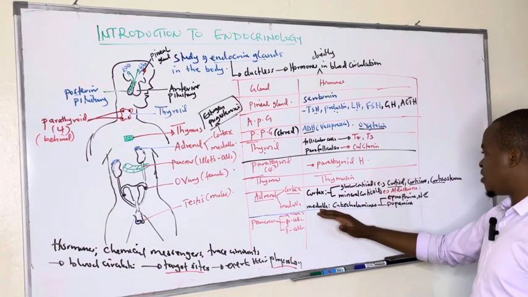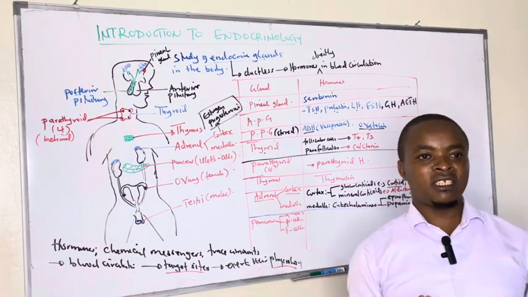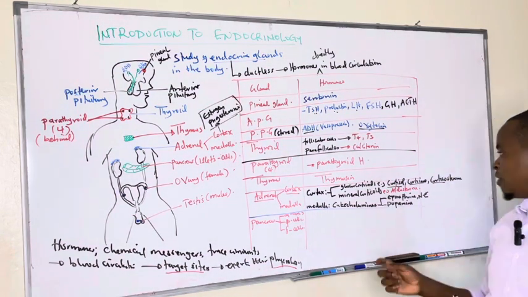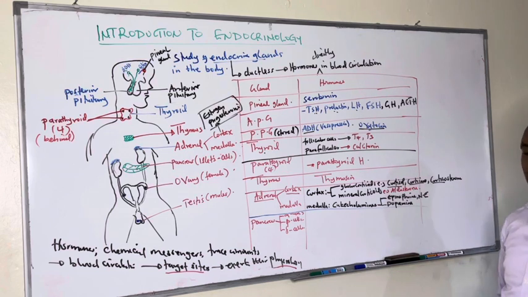Then we have seen the medulla producing catecholamines. These are amine derivatives from the amino acid tryptophan, whereby we have epinephrine, norepinephrine, and dopamine.